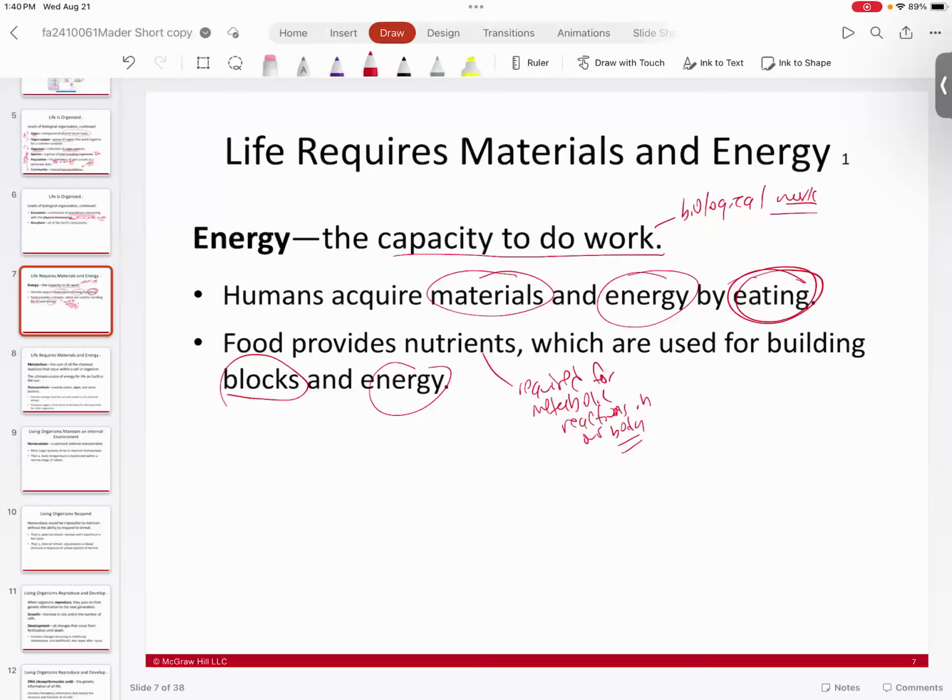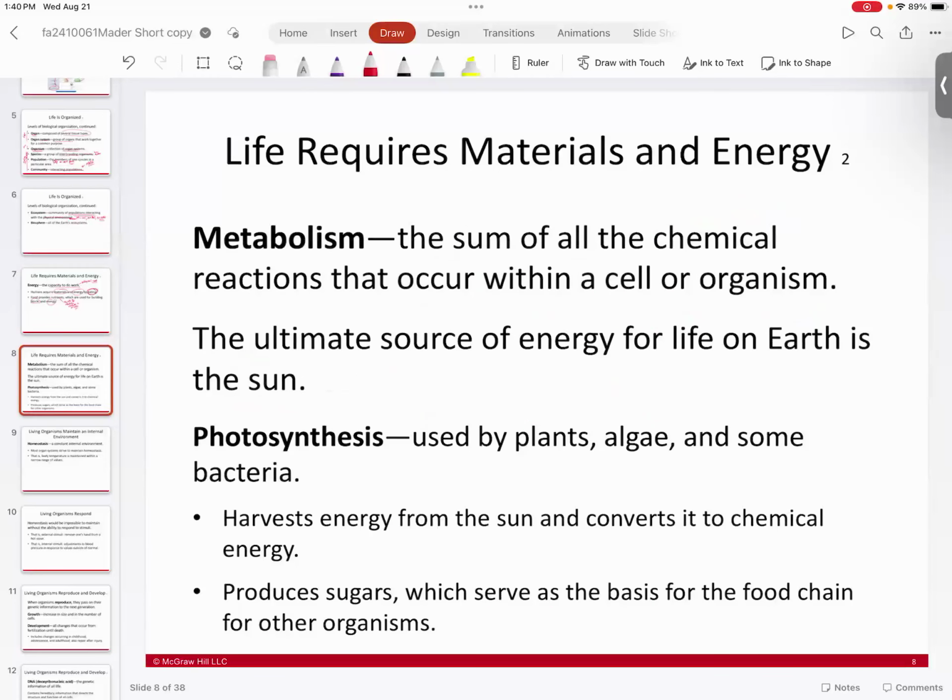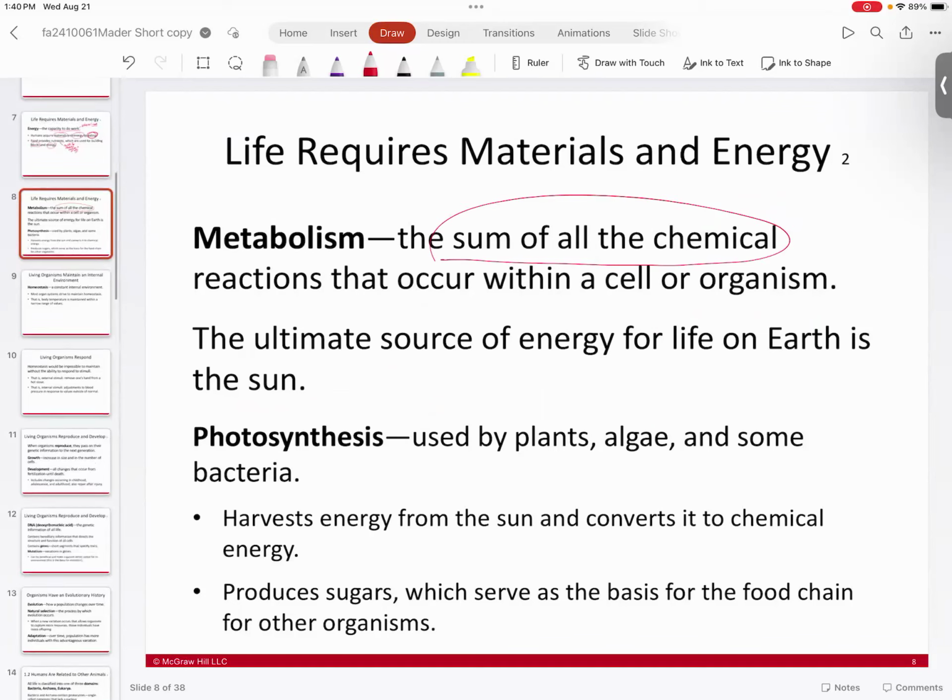Okay. So our metabolism, which basically is defined as the lump sum of all the chemical reactions that occur in a cell or an organism, that's our metabolism. And so ultimately there's a lot going on there, so we're not going to get into that. It gets into biochem basically. Ultimately, that's our metabolism that's happening.